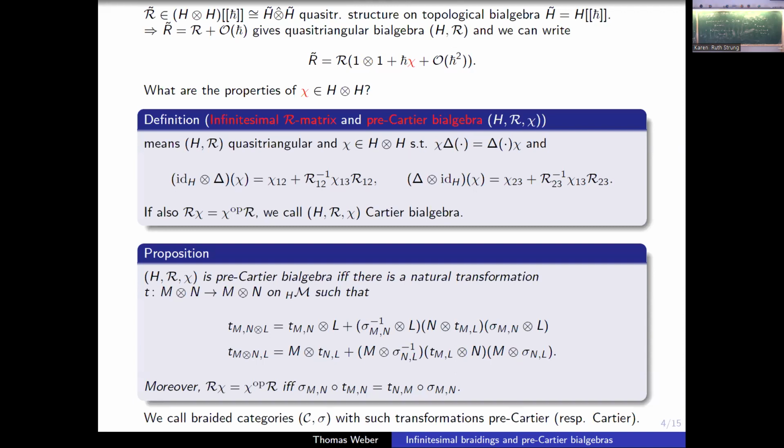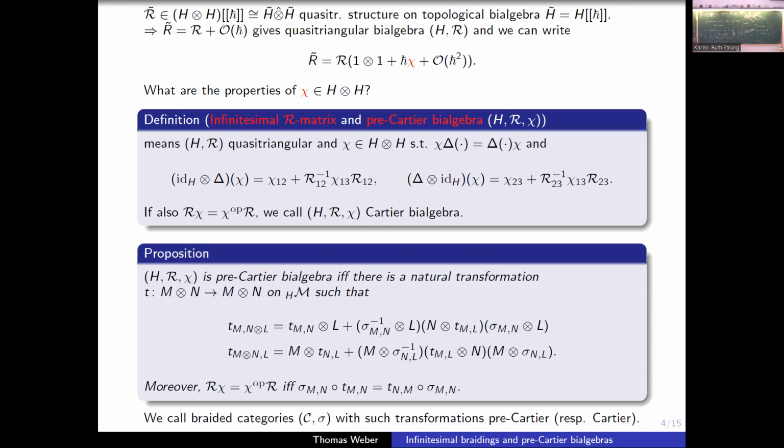And let's read what kind of information this gives us. So first read this in zeroth order. In zeroth order, we just get some element R, and it's quite easy to prove this is exactly a quasi-triangular structure for H. Very good. So this is an invertible element, meaning we can factorize R tilde in this way. And let's see what we have in first order. So what is this chi? What are the properties of this chi? And this gives us our definition.